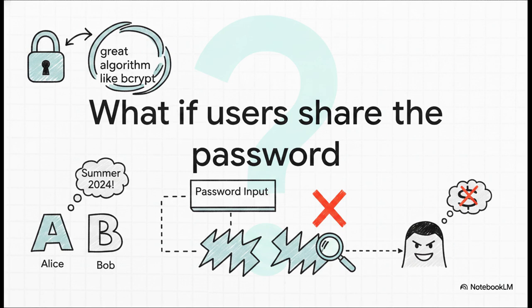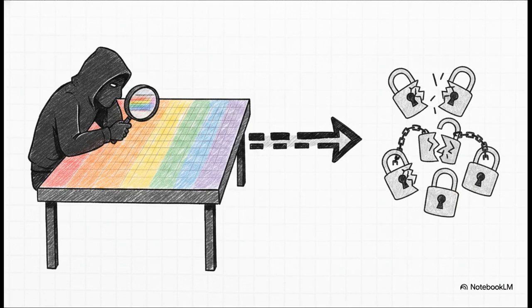So what happens when they hit submit? Well, without a salt, both of those hashes in your database are going to be completely 100% identical. And that's a massive problem. It means if a hacker cracks just one of those hashes, they've instantly got the password for both users. And that perfectly illustrates the flaw here. Identical passwords equal identical hashes.